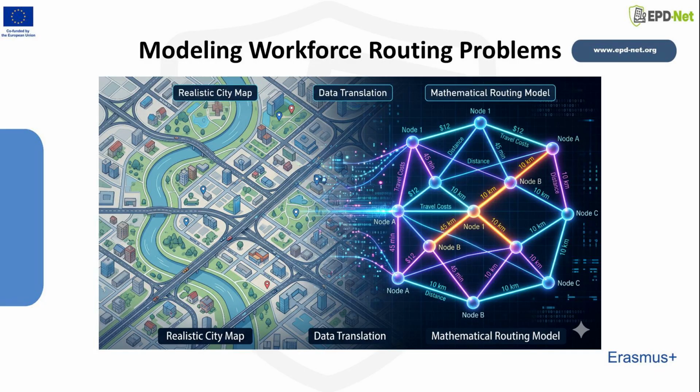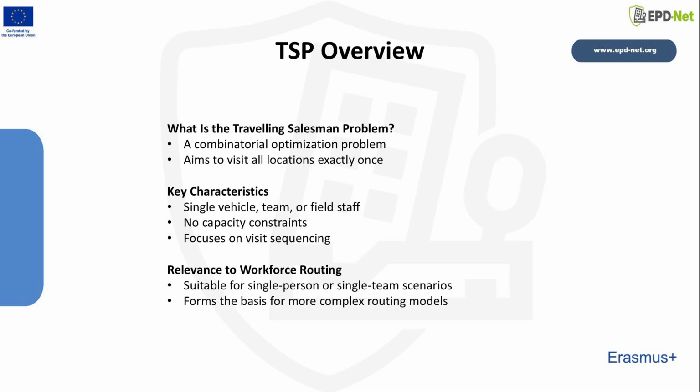The optimization objectives guide how routing decisions are made. Common objectives include minimizing total travel time or distance, balancing workloads among field staff, and ensuring that all routes remain feasible and realistic. By combining network representation, cost definitions, and constraints, workforce routing models provide a structured foundation for effective optimization. The traveling salesman problem, commonly referred to as TSP, is a classical combinatorial optimization problem.